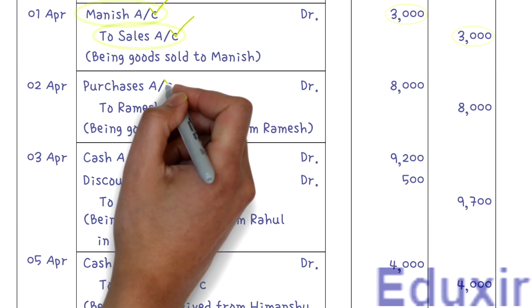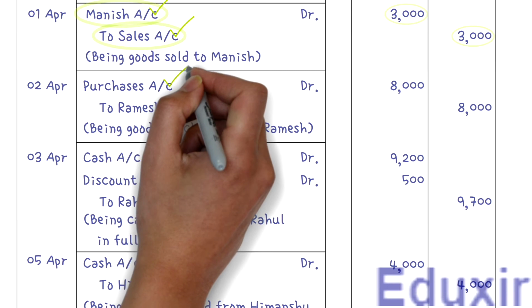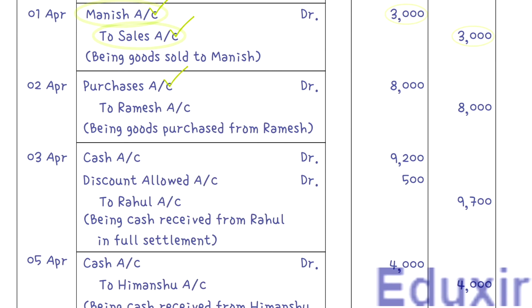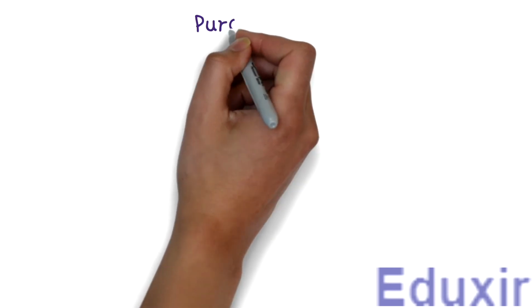As the name suggests, it needs to be posted on the debit side of purchases account and the debit amount is 8000 rupees. Note that the details that need to be posted into the particulars column is Ramesh account. For posting this entry, we need to create a ledger account for purchases as it is not yet created. Let us first write the title as purchases account.